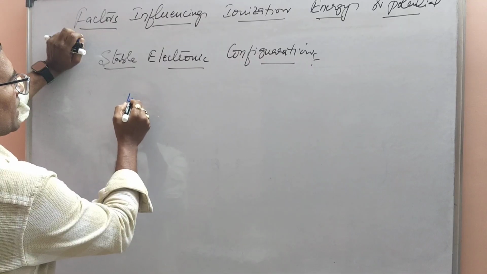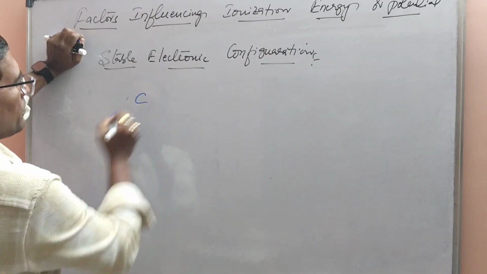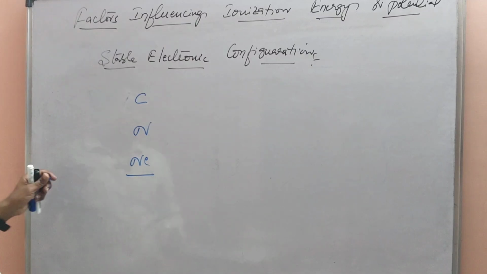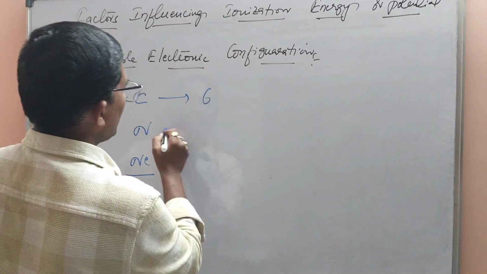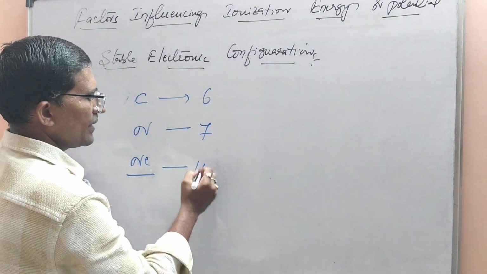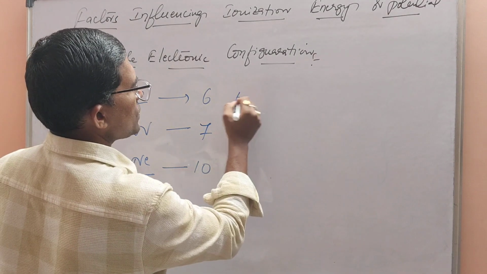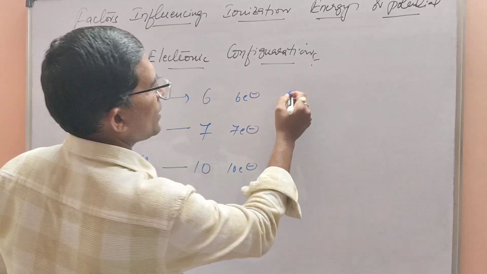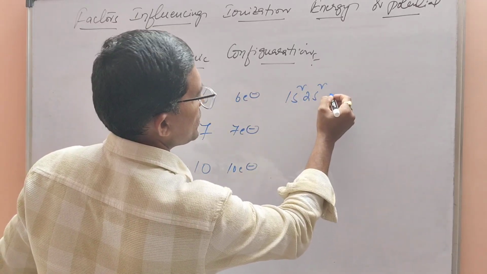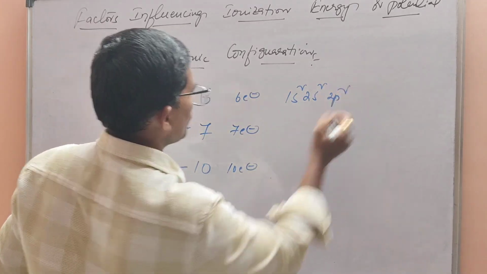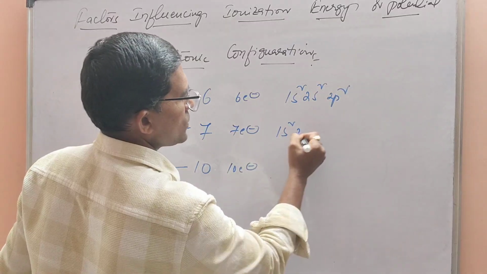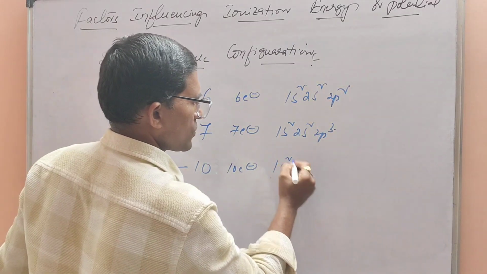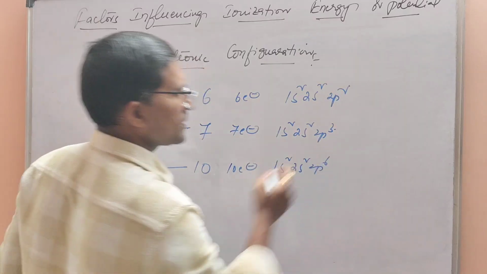Let us go with the elements carbon, nitrogen, and neon. Easy to understand. Carbon atomic number is 6, nitrogen is 7, neon is 10. Now we know it contains 6 electrons, 7 electrons, 10 electrons. The configuration: 1s2, 2s2, 2p2 for carbon, 1s2, 2s2, 2p3 for nitrogen, and 1s2, 2s2, 2p6 for neon.